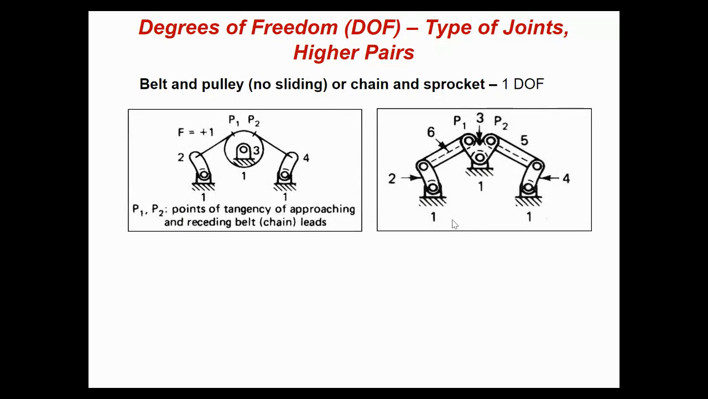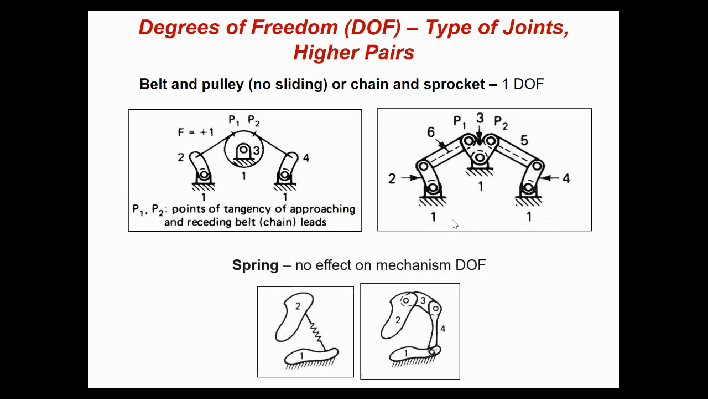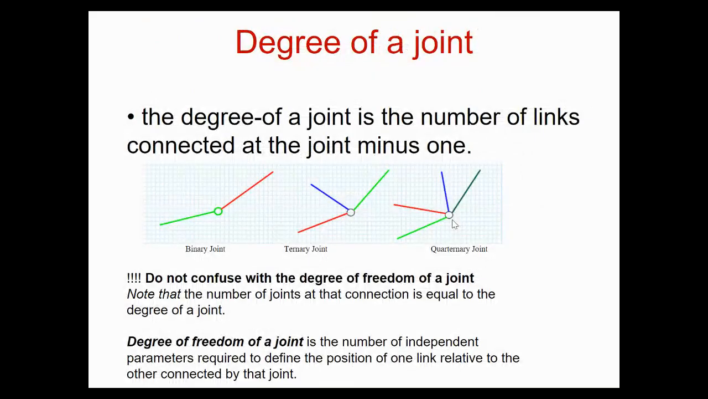Belts and pulleys, if they have no sliding, or chains and sprockets, when there is no slipping again, the degree of freedom is 1. When there is a spring, the spring actually means nothing in the mechanisms. For the degree of freedom analysis of the mechanisms, the springs are not counted at all. Just keep that in mind.